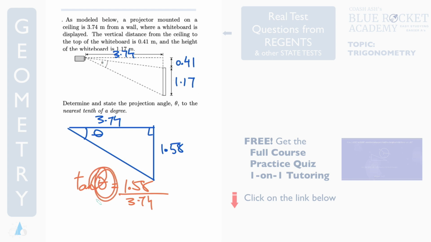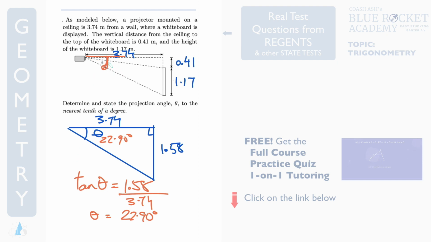Now if you want to find theta, you write it this way in your calculator. You press the shift button, or that second button, and then you press the tan button and put in this ratio, 1.58 over 3.74. So remember, this is how you find the angle: you put in shift tan and then this ratio directly, and then you press enter. You're going to get 22.90. So therefore this bigger angle is 22.90.